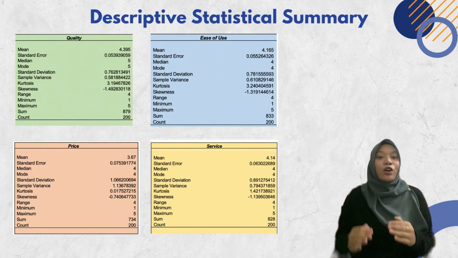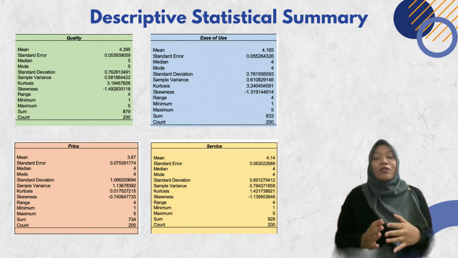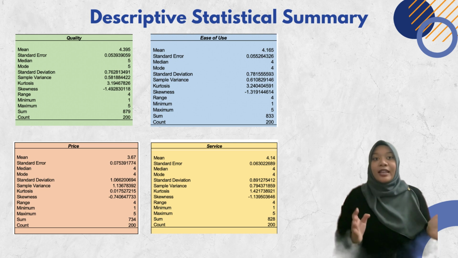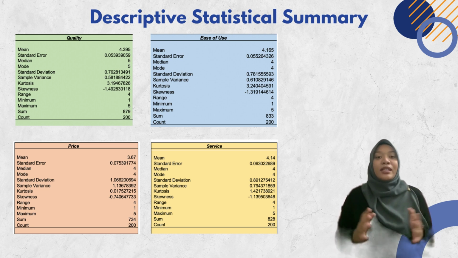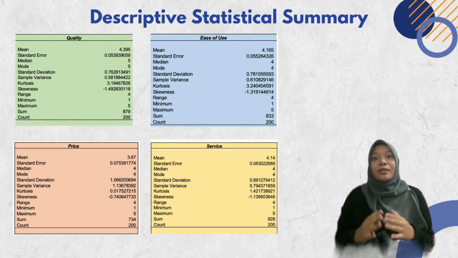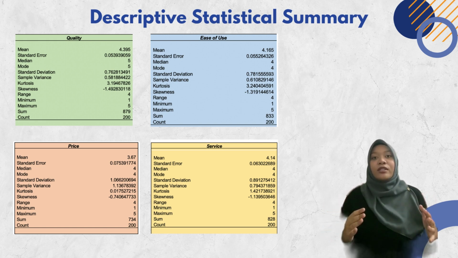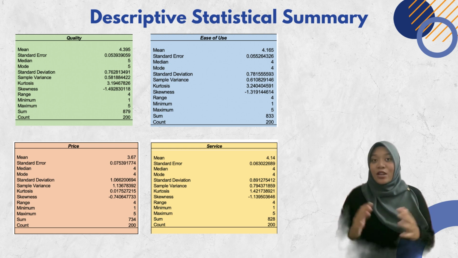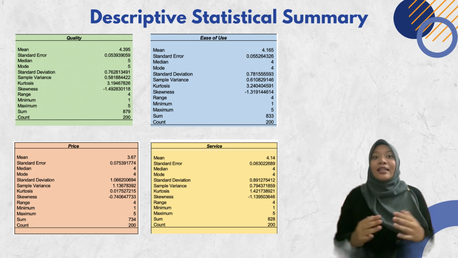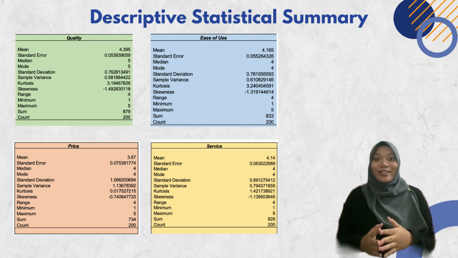After that, the coefficients of kurtosis of quality, which is 3.195, and ease of use, which is 3.240, are greater than 3, which implies that the data distribution is more peaked with less dispersion, whereas the coefficients of kurtosis of price and service, which are 0.018 and 1.422, are less than 3, which implies that the data distribution is flatter with a wide degree of dispersion.